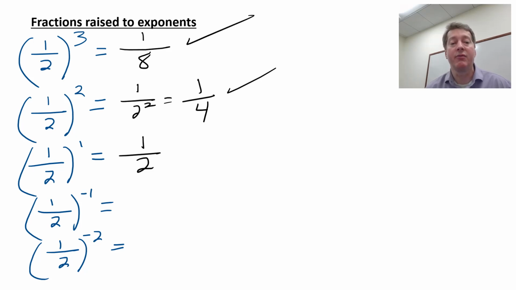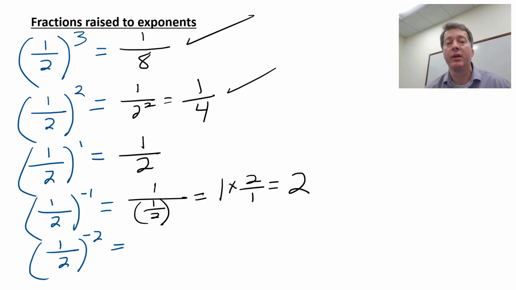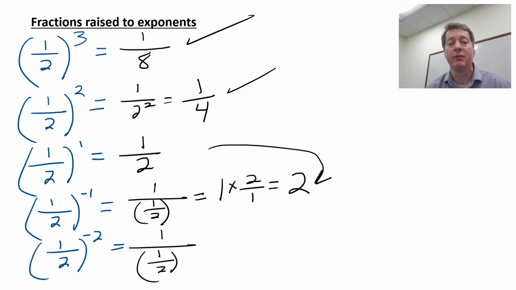How about 1/2 to the negative 1? So that is 1 over 1/2 to the positive 1. It's 1 over 1/2. Well, dividing by a fraction, remember that? That's the same as multiplying by the reciprocal of the fraction, the flipped over version of the fraction. So that is 1 times, not 1 over 2, but 2 over 1. That is 2. So 1/2 to the negative 1 is 2. So when you have a fraction raised to a negative exponent, the number actually gets bigger, not smaller. 1/2 to the negative 2 is the same as 1 over 1/2 to the positive 2. It's the same as 1 over 1/4.